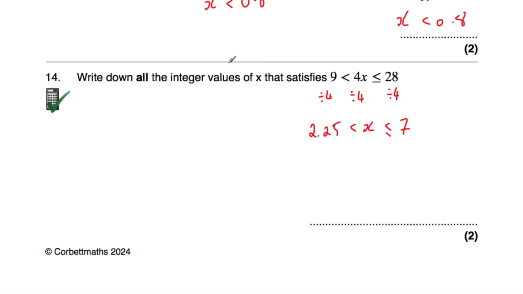Now remember, x can take integer values, so that's going to be greater than 2.25, so that's going to be 3, 4, 5, 6, and 7. And that's it. They would be the integer values of x that would satisfy that. Okay, let's look at our next question, question number 15.